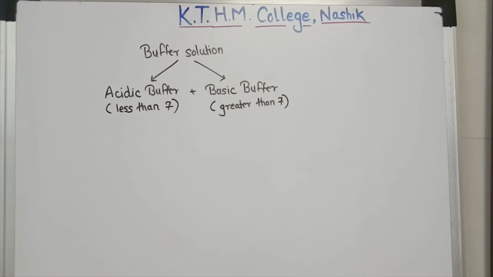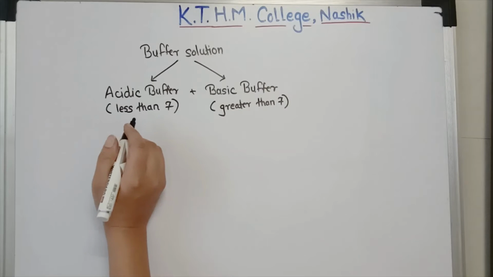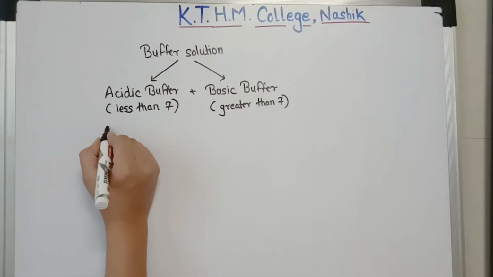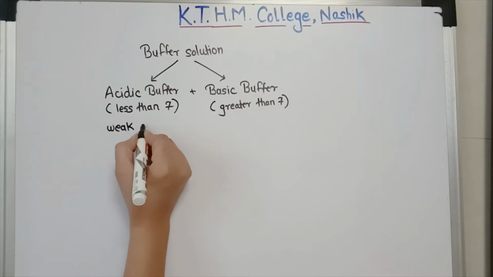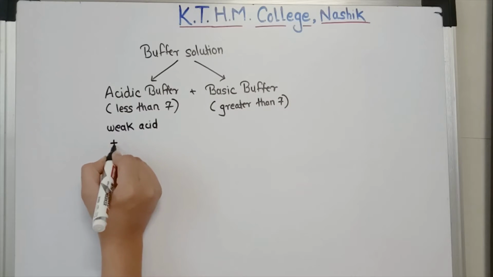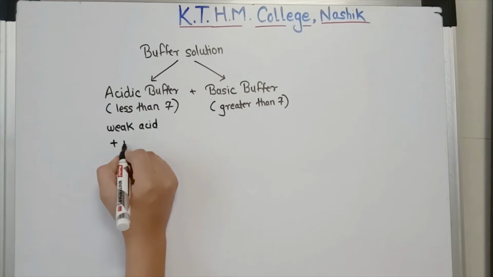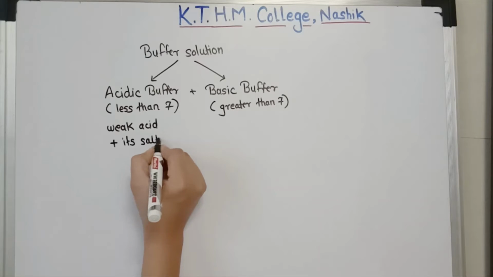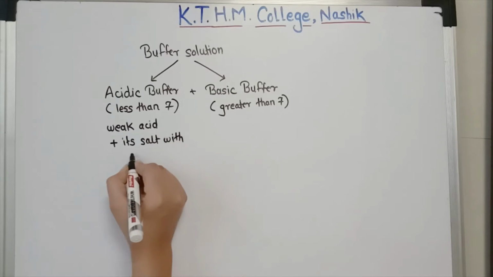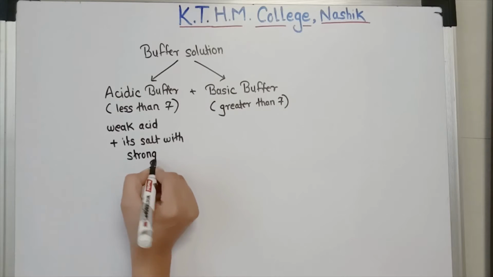In the previous lecture, we have seen how to prepare an acidic buffer solution and the basic buffer solution. So the acidic buffer solution was made by mixing an aqueous solution of weak acid with the solution of its salt with the strong base. That means it is prepared by mixing the solution of weak acid plus its salt with strong base. Okay.